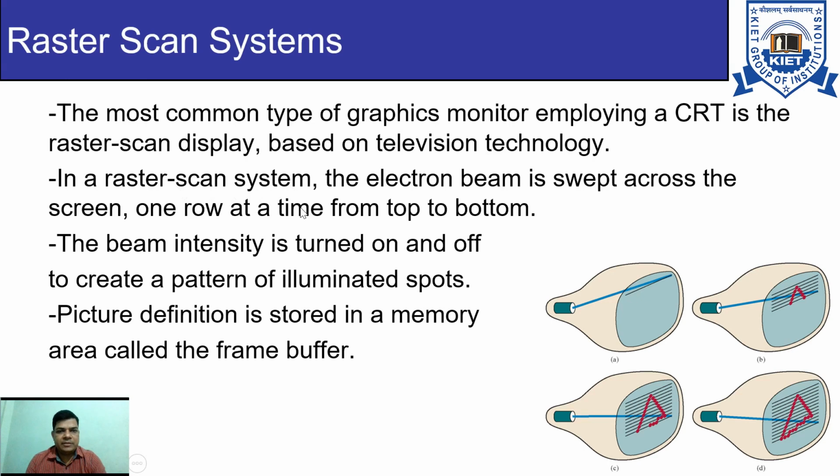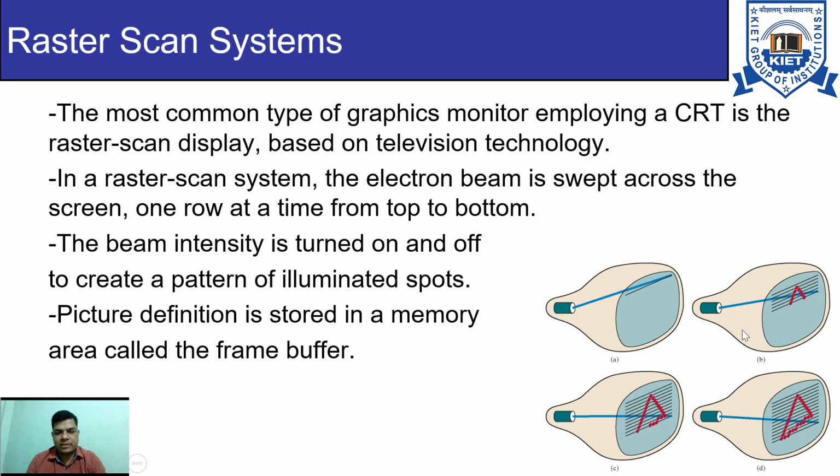And in raster scan systems, the electron beam is swept across the screen one row at a time from top to bottom. The beam intensity is turned on and off to create a pattern of illuminated spots. Picture definition is stored in a memory area called the frame buffer.